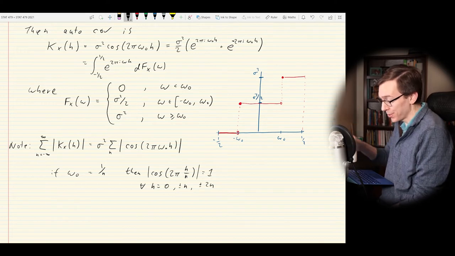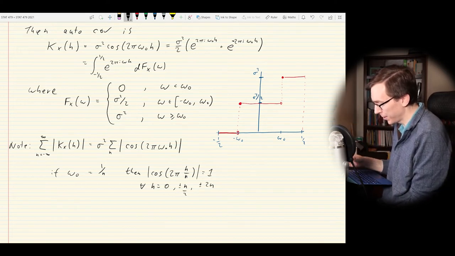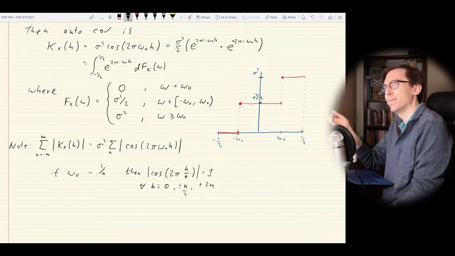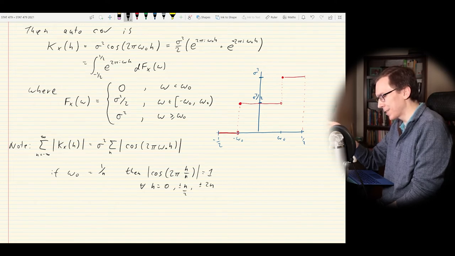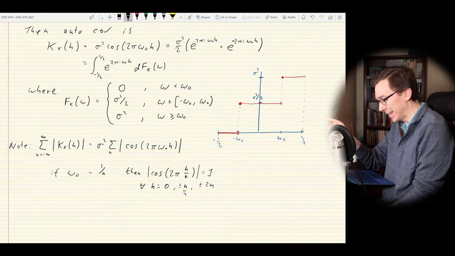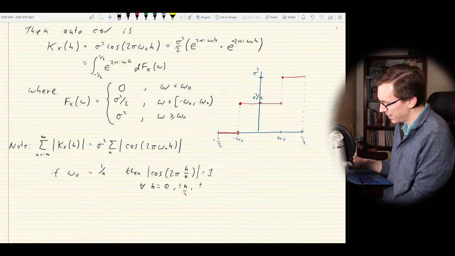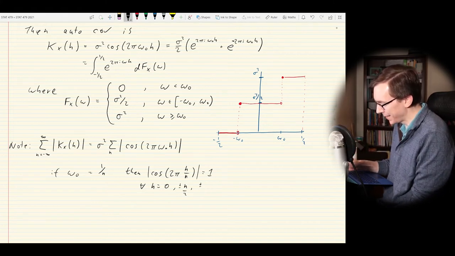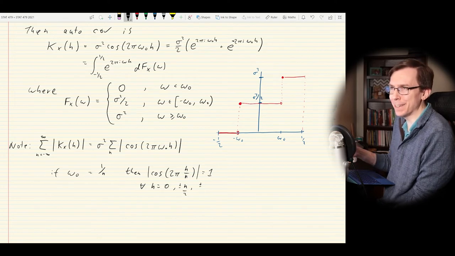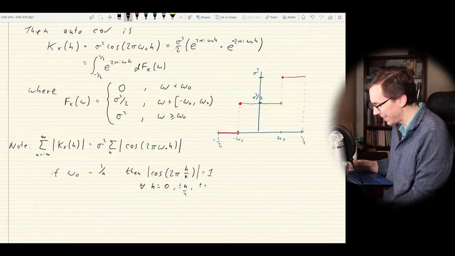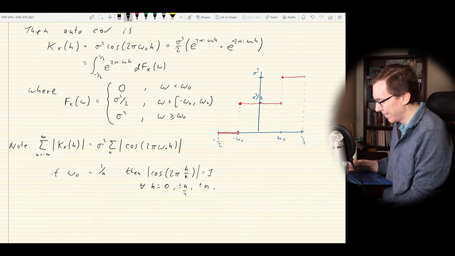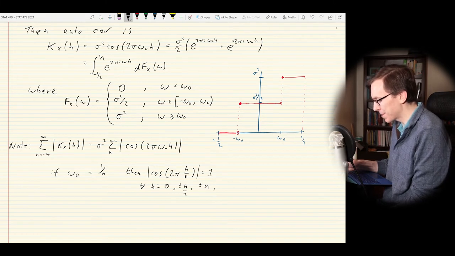Actually, we could even do n over 2, right? Because the cosine of 0 is 1, and the cosine of pi is minus 1. So the point is we get a lot of 1s. And if we sum up an infinite number of 1s, we get infinity. And thus this thing diverges. It is not absolutely summable.